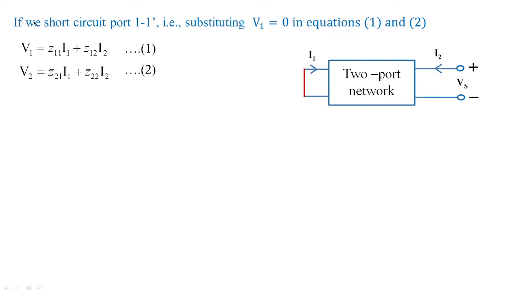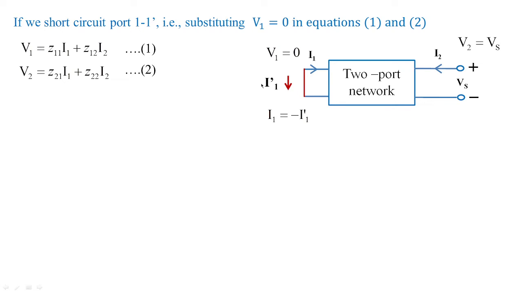Now what if we short circuit the input port, substituting V1 equal to 0, as well as V2 as the source voltage and I2 as the source current? So what happens if we take these assumptions?